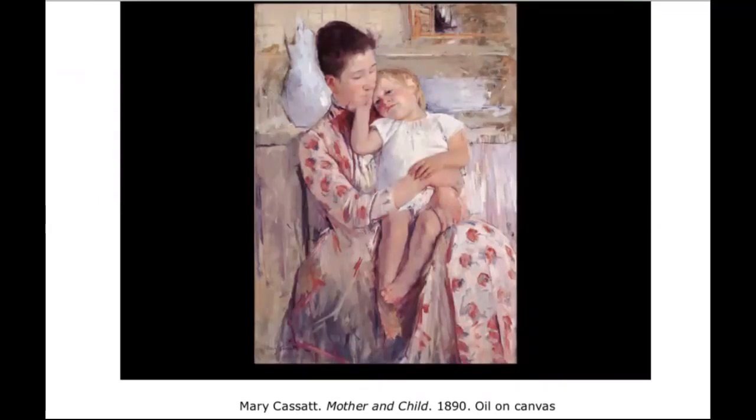Cassatt was also influenced by the design of Japanese prints, as many other Impressionist and Post-Impressionist painters were as well. Inspired by their composition, design, and flat areas of color, Cassatt incorporated these elements into her own paintings and prints. She was especially influenced by the use of asymmetry and diagonals within her own compositions.